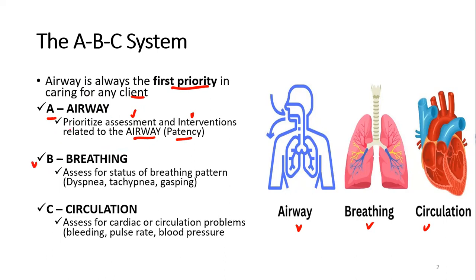Then we have breathing, meaning you have to assess the status of the breathing pattern. So assess for dyspnea, tachypnea, and gasping. And then third is your circulation. Circulation consists of the assessment of cardiac or circulation problems, such as bleeding, pulse rate, and blood pressure. So make sure that if these choices come out, airway is always your first answer, your priority.